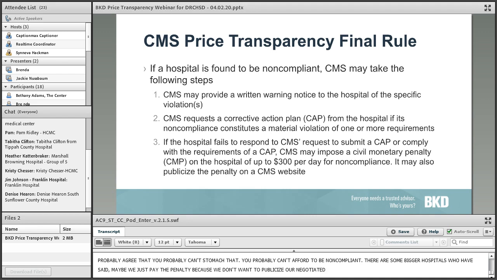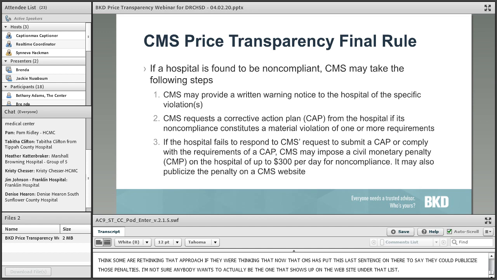I think for the hospitals on this phone, you would probably agree that you probably can't stomach that. You probably can't afford to be non-compliant. There are some bigger hospitals who have said, maybe we just pay the penalty, because we don't want to publicize our negotiated rates. Maybe it's worth it to us to just pay the penalty.